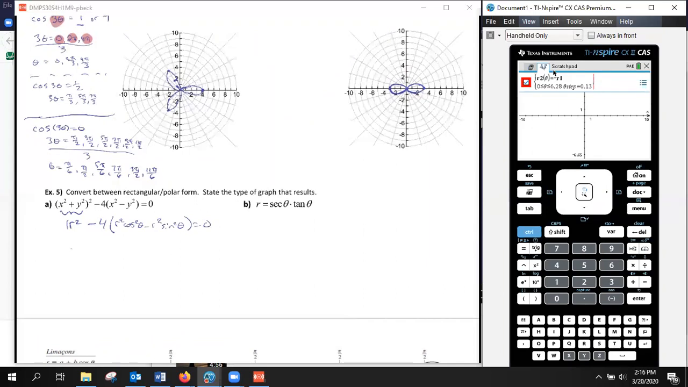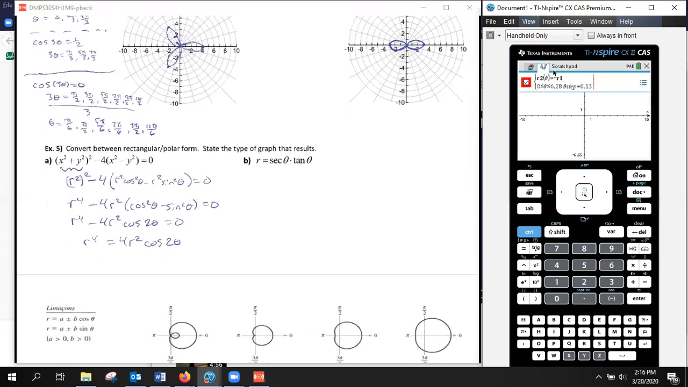And so, by the way, that's r squared squared. So I have r to the 4th minus 4. If I factor out the r squared, then I'm left with the expression cosine squared theta minus sine squared theta. And I don't know how many of you recognize that cosine squared minus sine squared is the double angle formula. So I have r to the 4th minus 4r squared cosine of 2 theta equals 0, which gives me r to the 4th equals 4r squared cosine 2 theta.